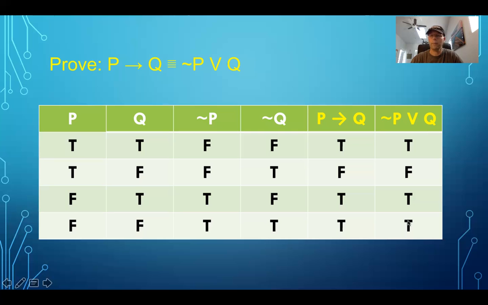So this is true. Now you can see that the truth values true, false, true, true, and true, false, true, true match for these two things, which proves that they are logically equivalent. So saying this is the same thing in meaning as saying this. It might sound way different, but it means the same thing. And that's what we're looking for.